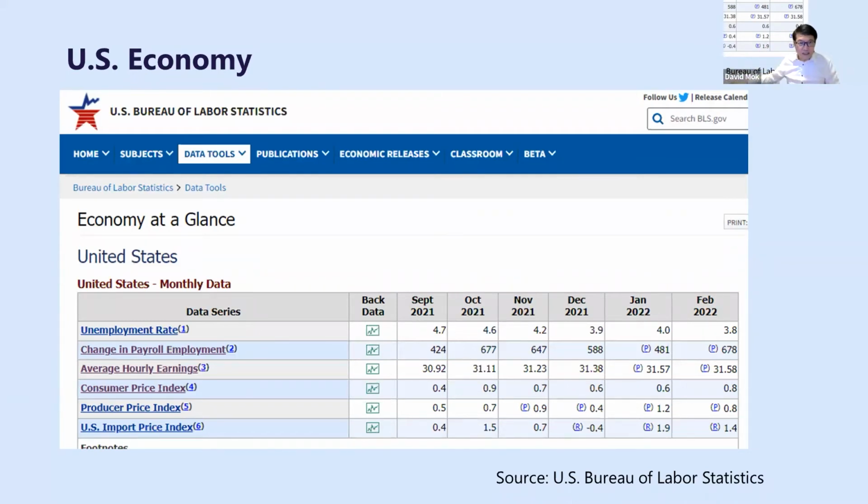So this is what it is in terms of the US. You can see the unemployment rate is 3.8. It's actually a very good rate. I'll show you a longitudinal chart thereafter. Then there's also the change in payroll and employment. It's doing very well. It's going up. Average hourly earnings is also going up. These are good signs. Now, this is the CPI, inflation. That's the one you better worry about. A producer price index and also an import price index all show signs of inflation.